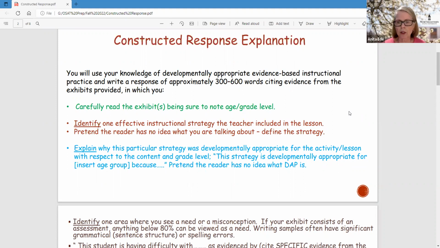The next thing you're going to do is explain why this particular strategy that their teacher used was developmentally appropriate for the activity or lesson with respect to grade level and content. This strategy is developmentally appropriate for kindergarten, first grade, 3-year-olds, whatever, because, again, pretend the reader has no clue what developmentally appropriate practice is for a child that age.